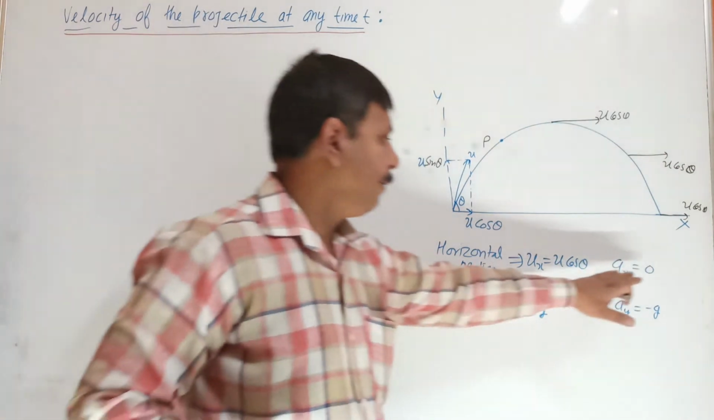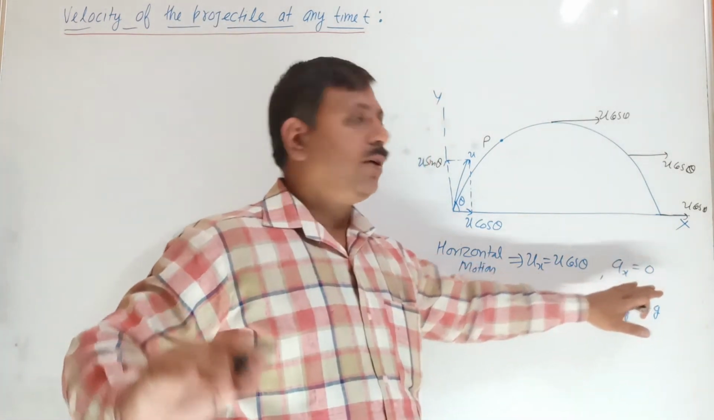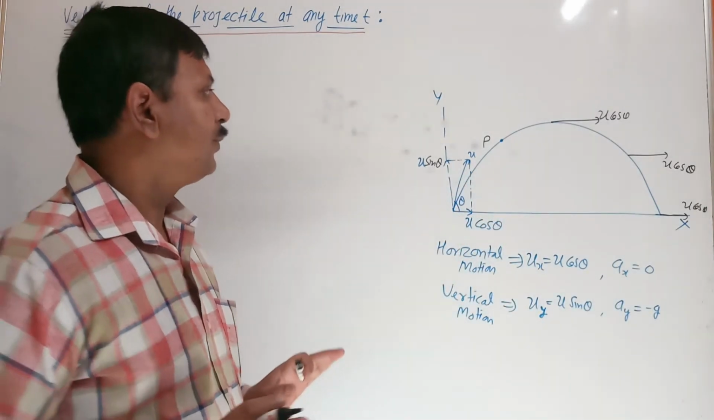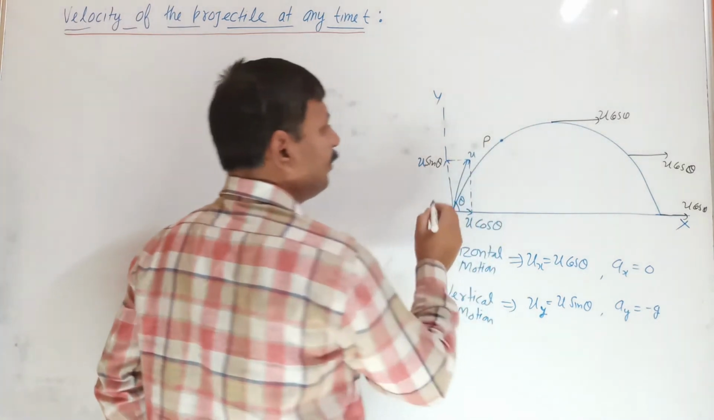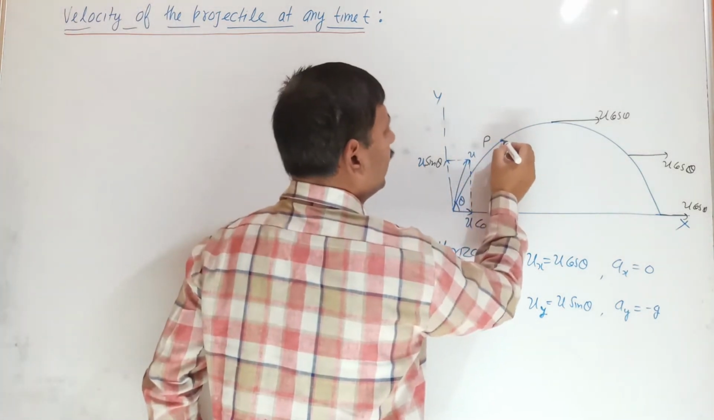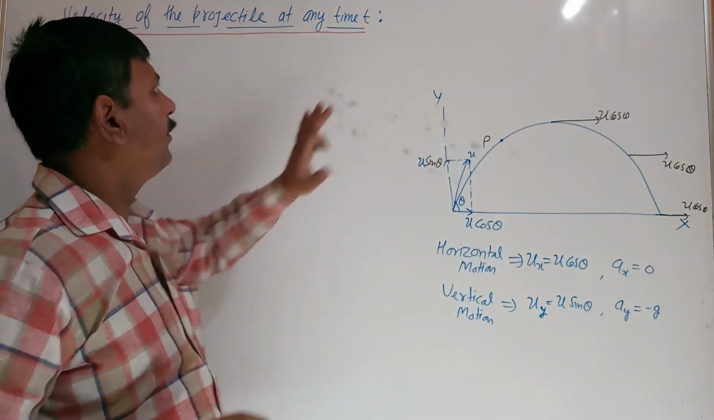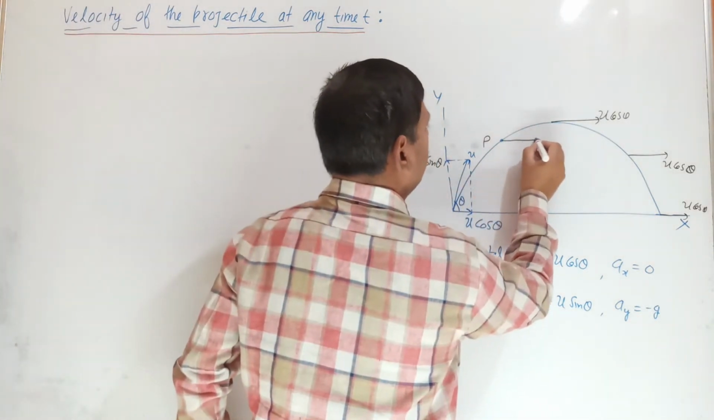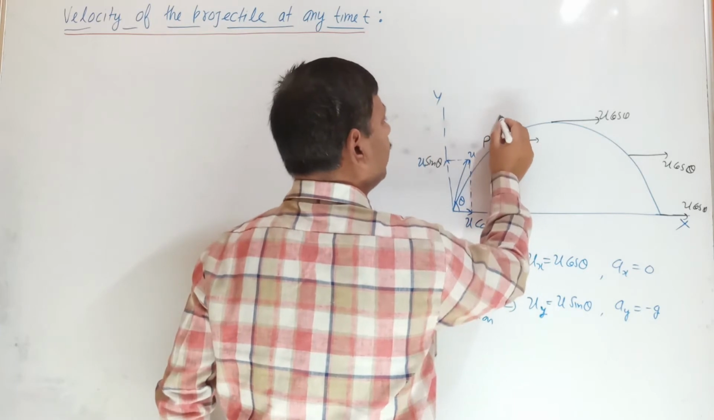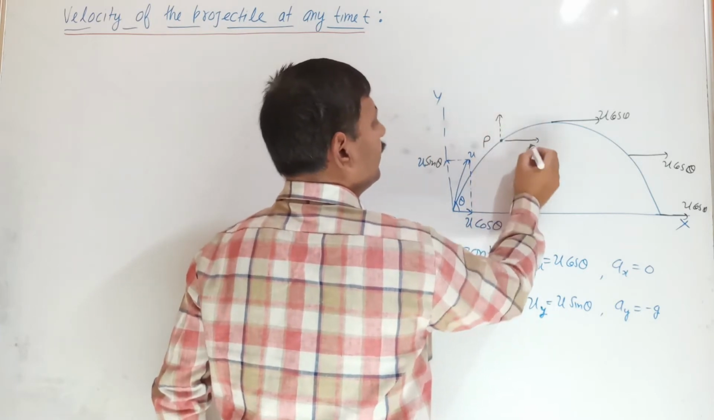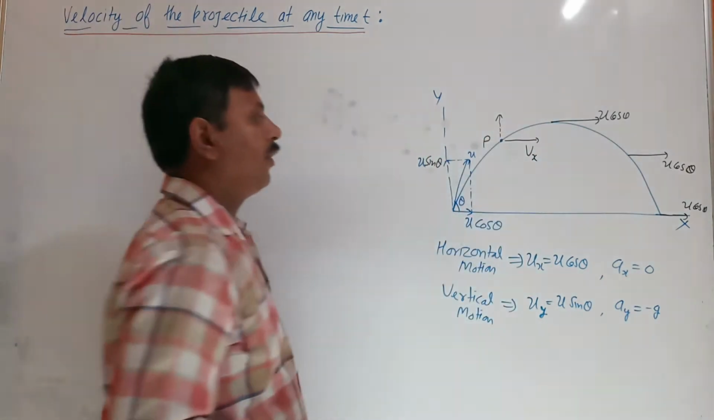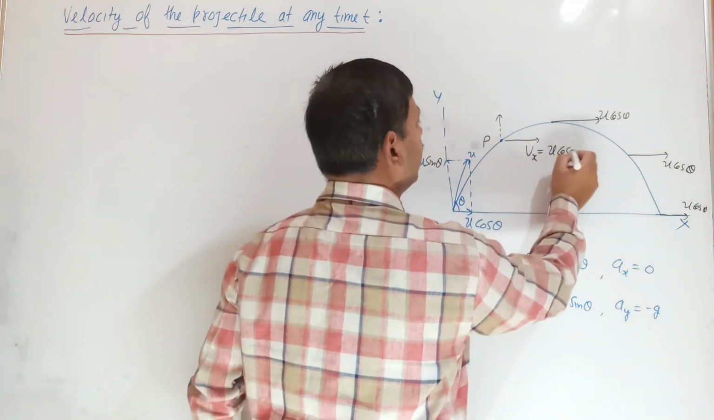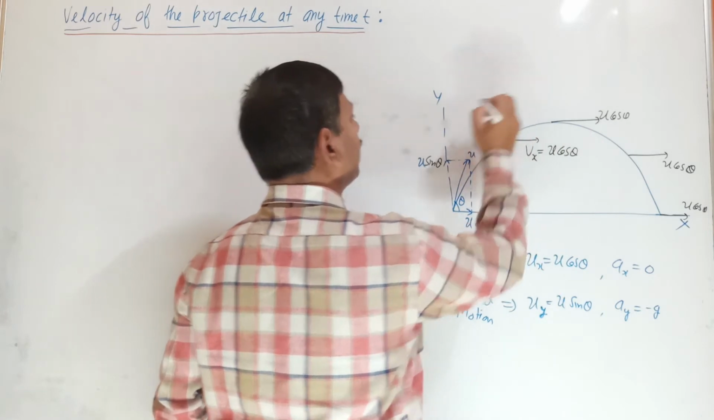Here also the horizontal component will be u cos theta, so at each and every point there is no horizontal force, that means the horizontal component of velocity will be the same at every point. Suppose at point P, what will be the velocity? We have to find the velocity of the projectile at point P. What will be the two components here? Suppose this is the horizontal component Vx. Vx is also equal to what? u cos theta. What will be the vertical component?